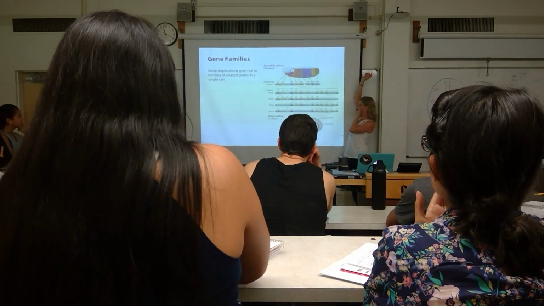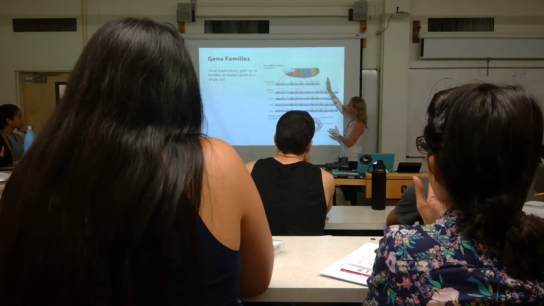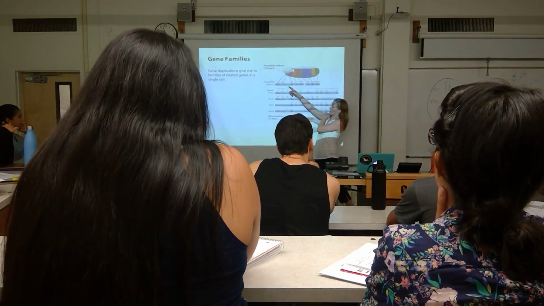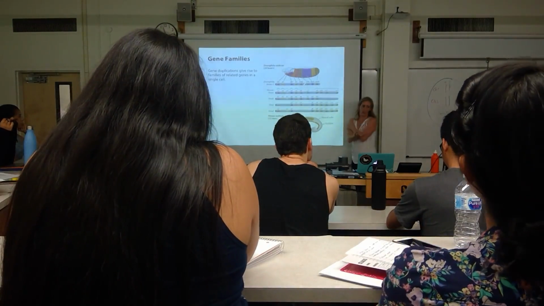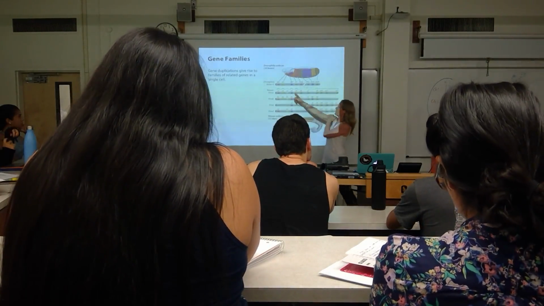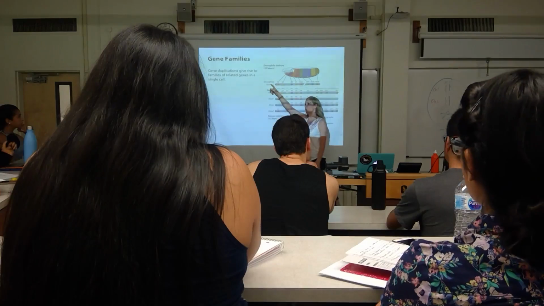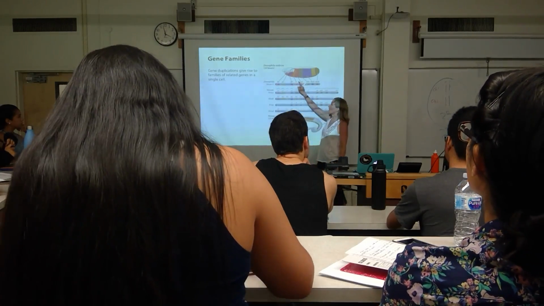Okay, and what's up with the rainbow colors? So what we're looking at here are these genes that are referred to as the Hox family of genes. In Drosophila, it's called the Homeotic complex, but these are all Hox genes.